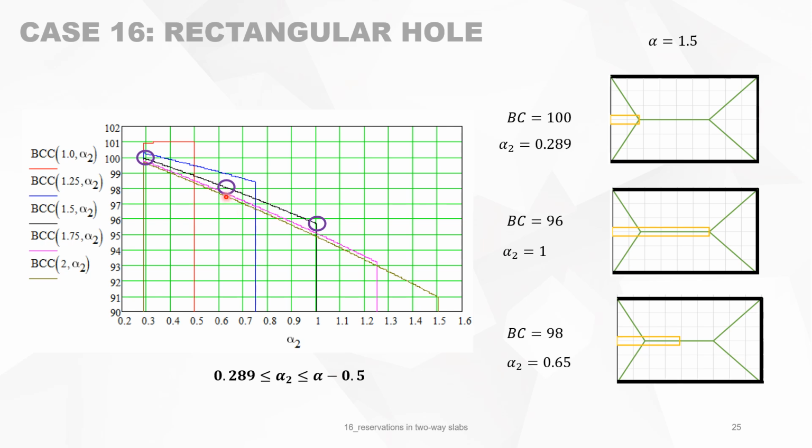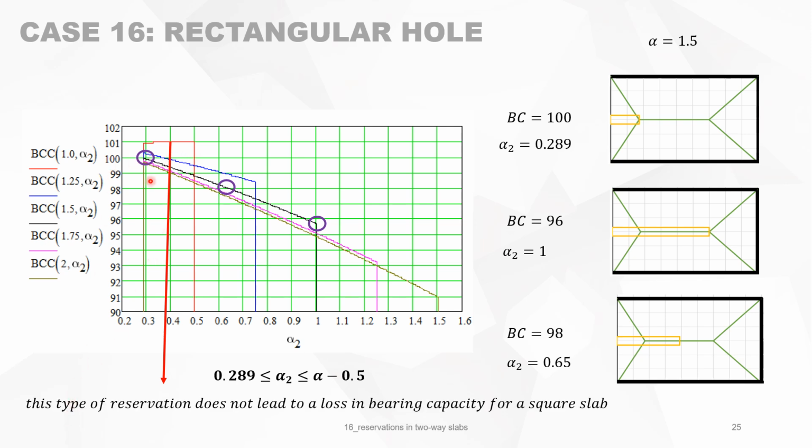And then the last point, right in the middle, for alpha 2 of 0.65, which is within this range, you have 98%. This is something nice to note. The red curve is always above 100%. So this means that this type of reservation does not lead to a loss in bearing capacity for a square slab.